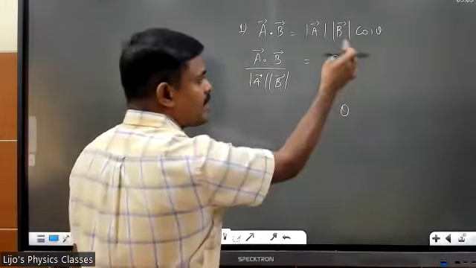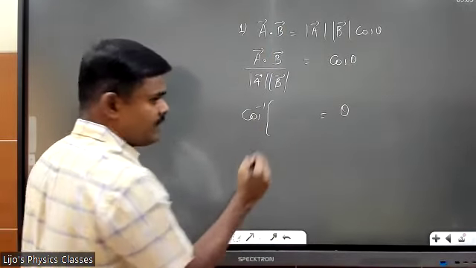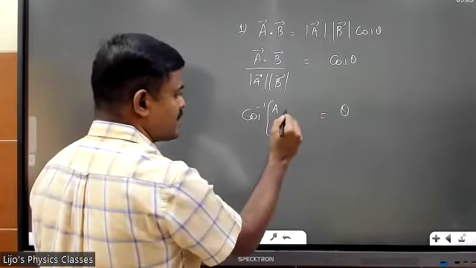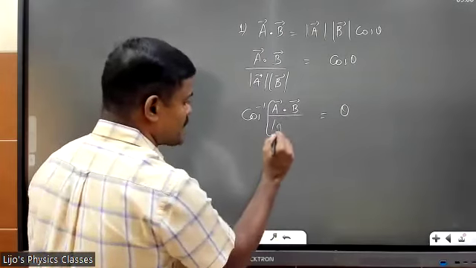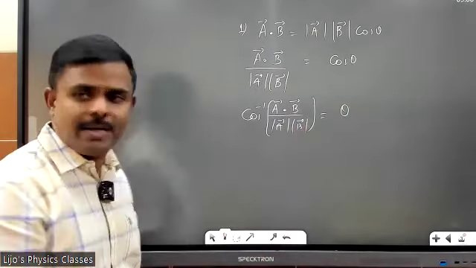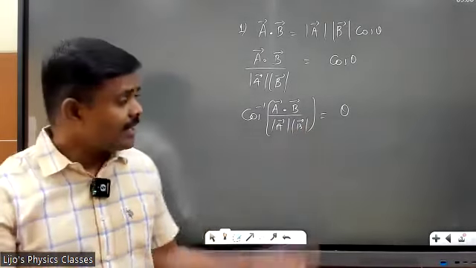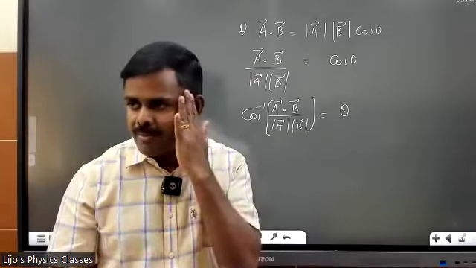Theta will be, you take cos to this side, so you will be writing it as cos inverse. This is called inverse. Cos inverse of A dot B by modulus of A into modulus of B. That is how you find the angle between vectors. I'll do a sample question.